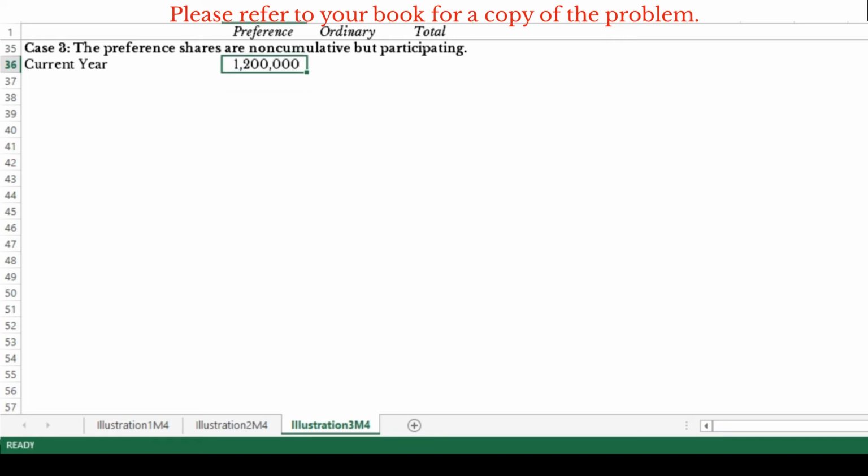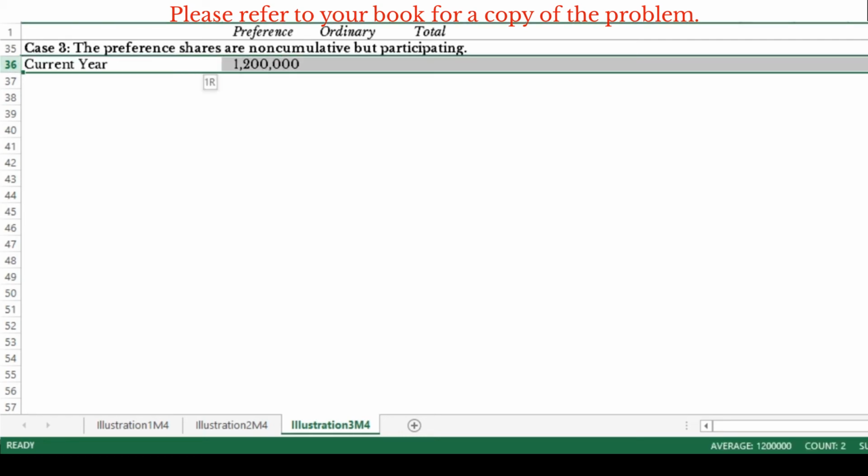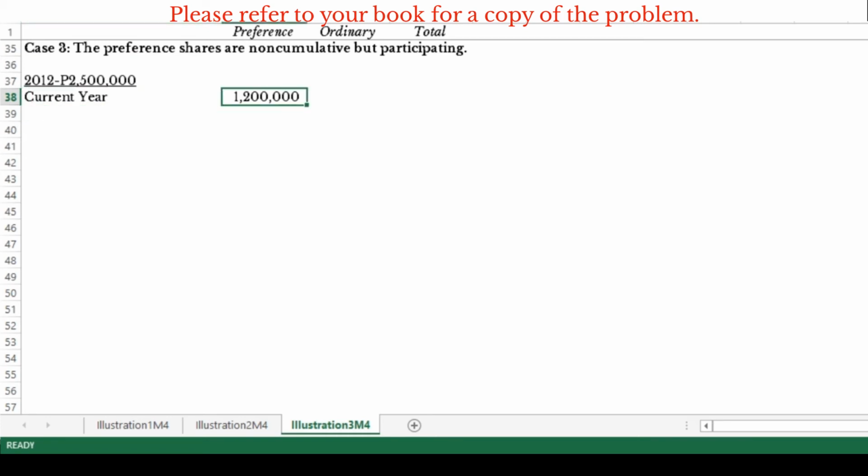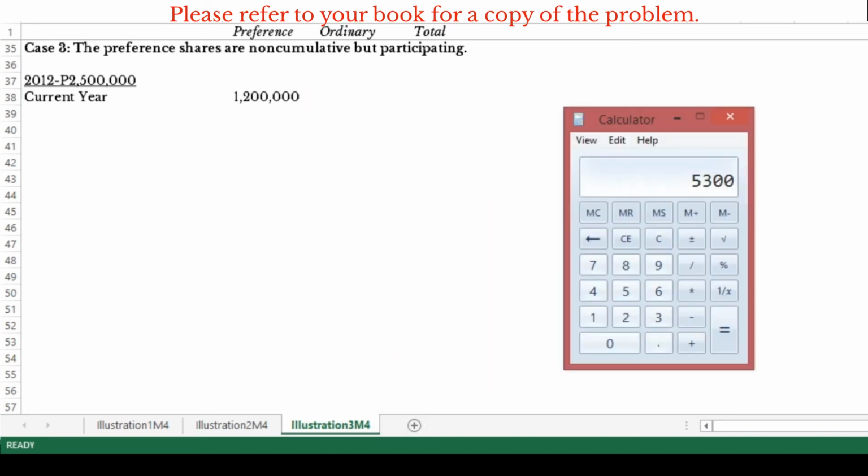Next, okay, ganito po ang gagawin nyo kapag participating. Since participating, ibig sabihin, di ba, may tira pa ulit. Okay, by the way, this is for 2012. Kung saan tayo ay nag-declare ng 2.5 million. Okay, so let's continue. So again, if participating, di ba, may tira pa tayo. We have 2.5 million, tapos, ang binigay natin sa preference is 1.2. So, may natitira pang 1.3.